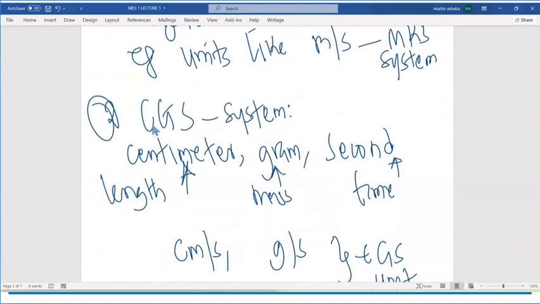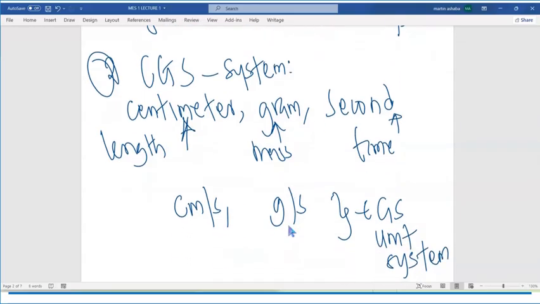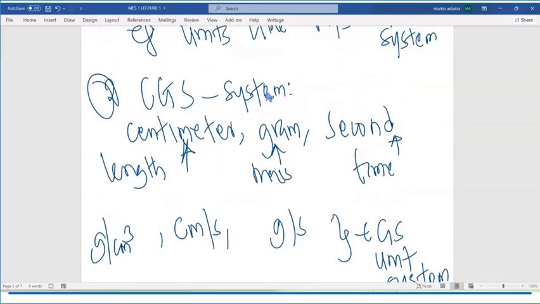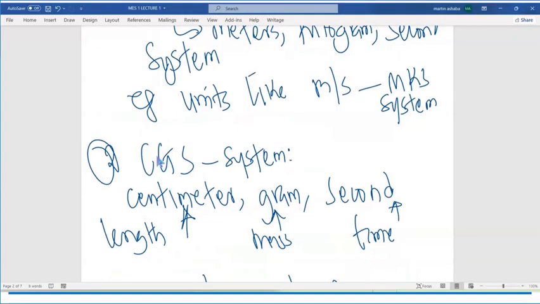Where you see something like grams per second, or grams per cubic centimeter, for example for density, here we are talking about a CGS unit system. In other words, it has a centimeter, you see a gram there, and in other units you can see a second with a gram, or a gram with a centimeter. That becomes a CGS unit system.